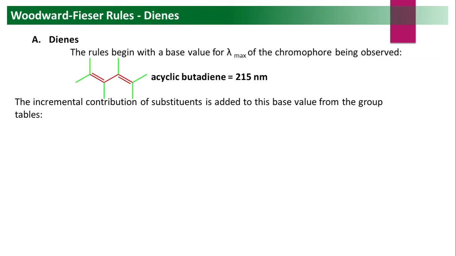Now, various groups may be substituted for the hydrogens present on the butadiene. The incremental contribution of each substituent is added to the base value from the group table. So we will see the table. From the table we have to see which are the substituents, and add the value of that particular substituent to the basic value. The base value for butadiene, 4 carbons and 6 hydrogens, is 215 nanometer.